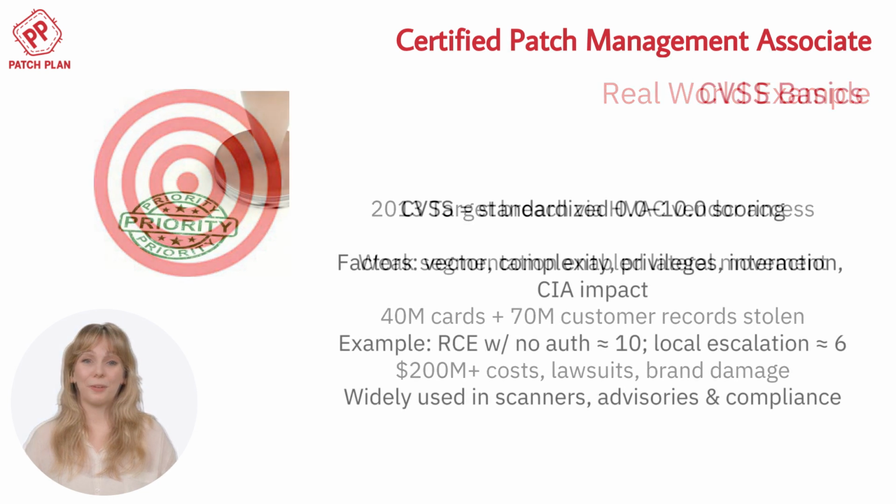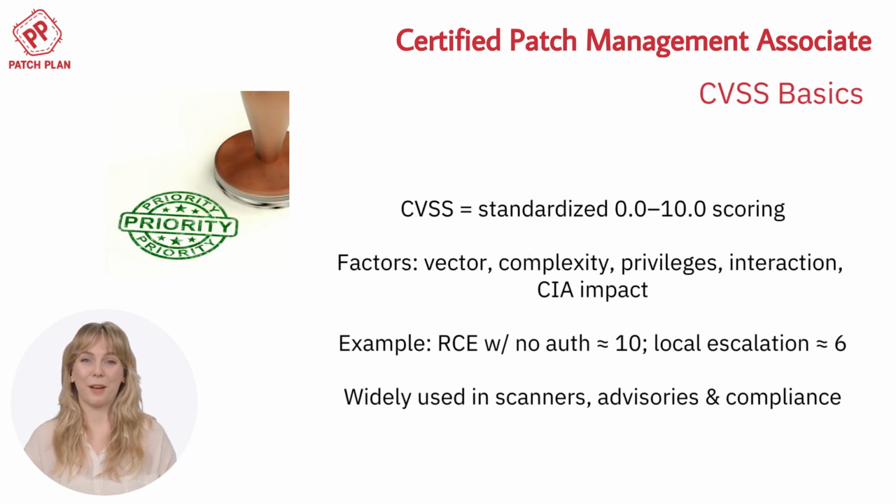To create consistency across vendors, the security community developed the Common Vulnerability Scoring System, or CVSS. CVSS assigns each vulnerability a score from 0 to 10 based on factors like attack vector, attack complexity, privileges required, user interaction, and impact on confidentiality, integrity, and availability. For example, a flaw that allows remote code execution over the internet without authentication may score close to 10, while a local privilege escalation requiring an account may score closer to 6.